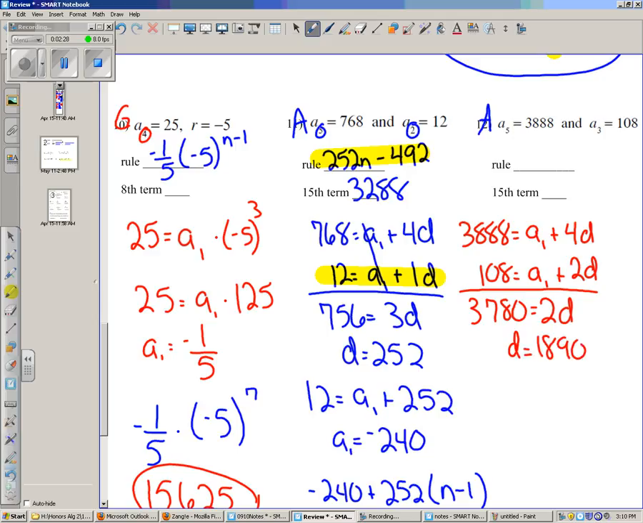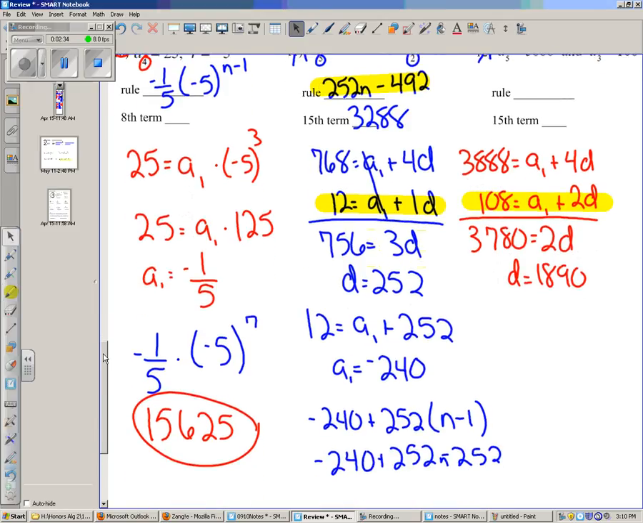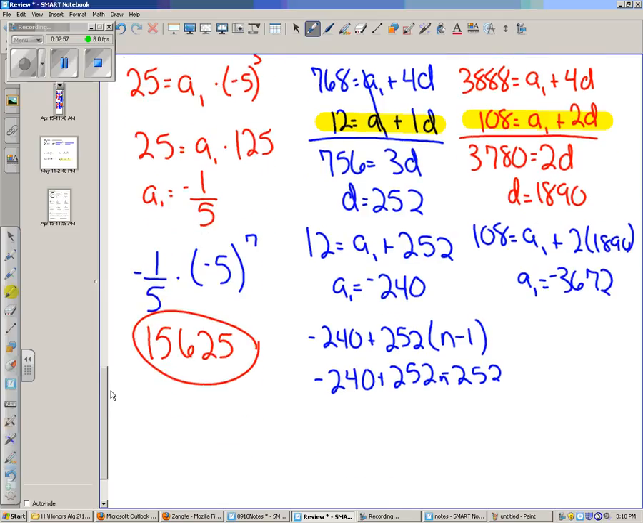And then I'm going to plug that back into my smaller amount of my two systems of equations problems. So I'm going to put d in there. And when I do that, I get 108 equals a1, and then 2 times 1890. And after I subtract, to get a by itself, a1 ends up being negative 3672. And now I'm ready to write my rule.